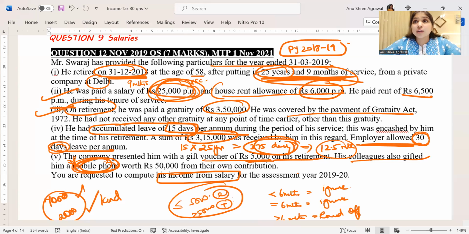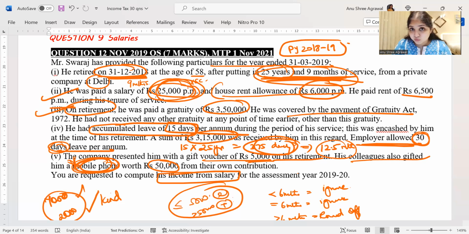Now, mobile phone, watch, car, all of these are personal effects. They are not capital assets. So if the gift that you're getting is not a capital asset, then you don't tax it under IFOS. So here it is mobile phone. Mobile phone will be a personal effect. It is movable. It is used for personal purposes. It is a personal effect. Also, it is exactly 50,000.